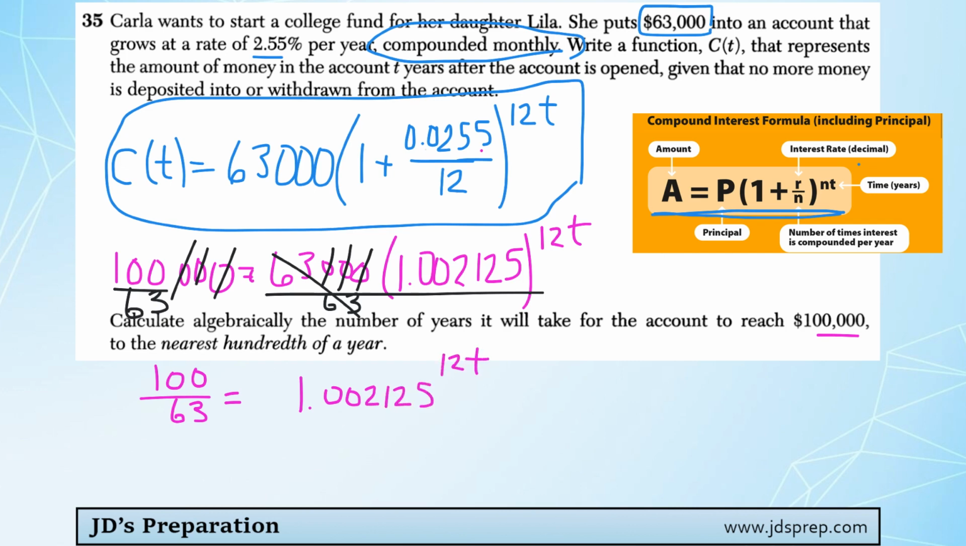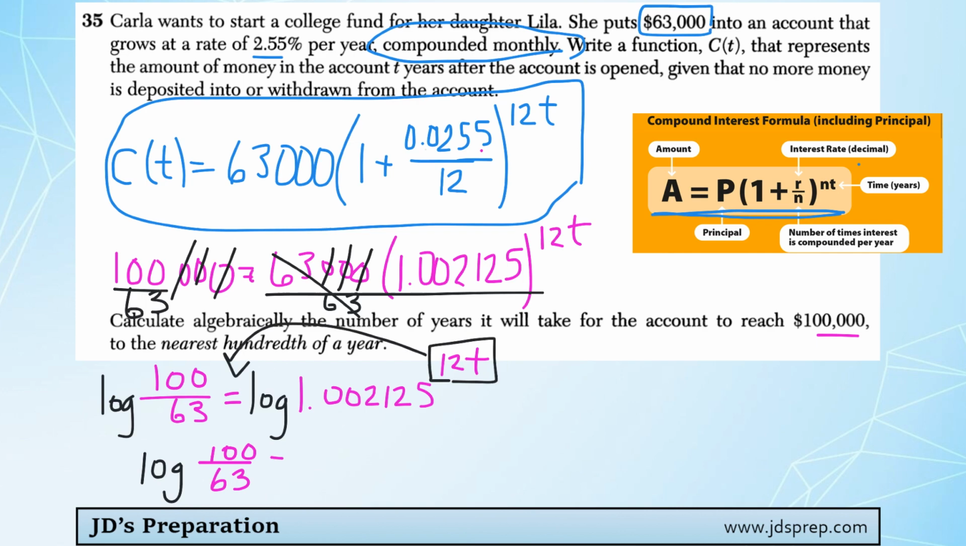So now, because we have an equation with the variable we're trying to solve in the exponent, we're going to take the log of both sides. Now, since we're doing that, if you remember, one of the logarithm rules we can do is we can take this exponent and move it to the front here. So now we'll have log of 100 over 63 is going to equal 12t multiplied by log of 1.002125.